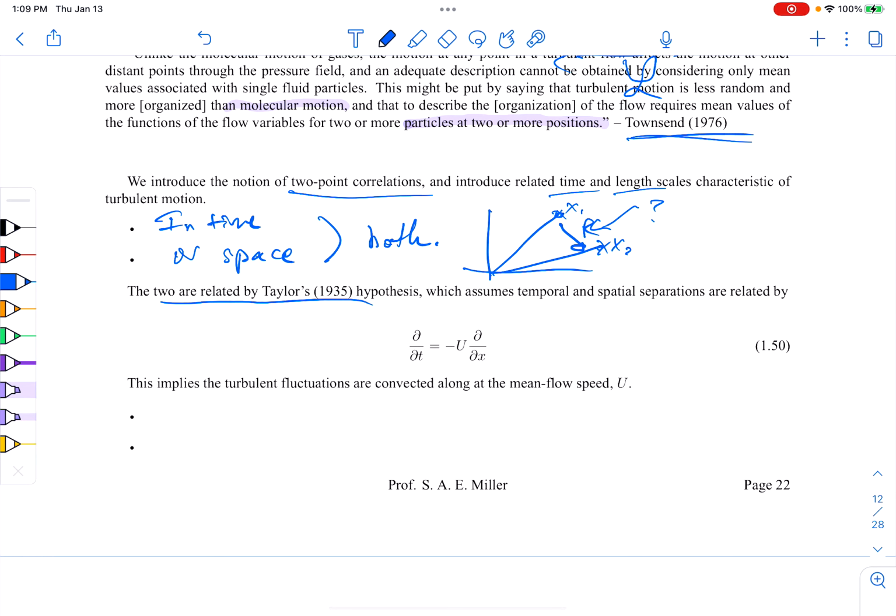And Taylor envisioned all this in 1935 and said, well, this might all be related by this equation. And what is this equation? Well, partial derivative with respect to t goes as negative u times partial derivative with respect to x. So this is the partial derivative with respect to time, and this is a partial derivative with respect to space. And what is this factor? It's negative u, where u is a convective velocity.